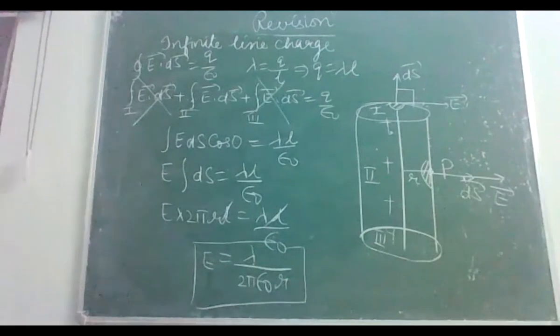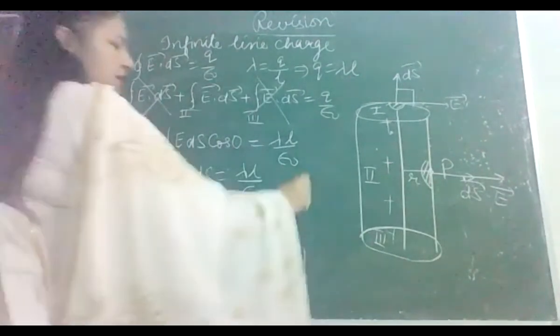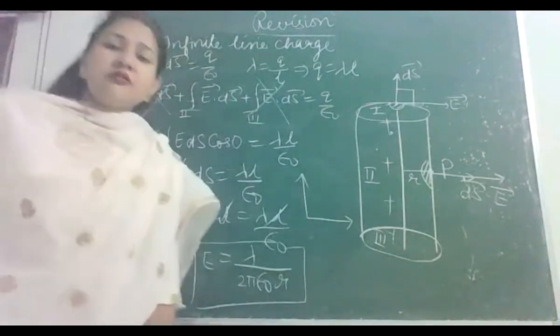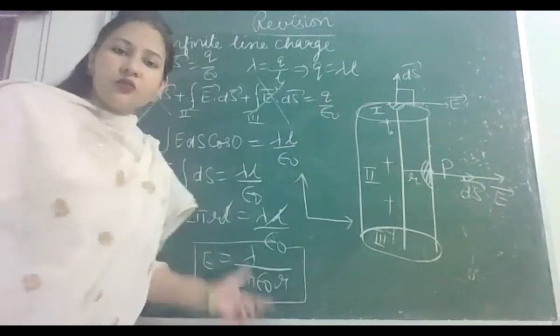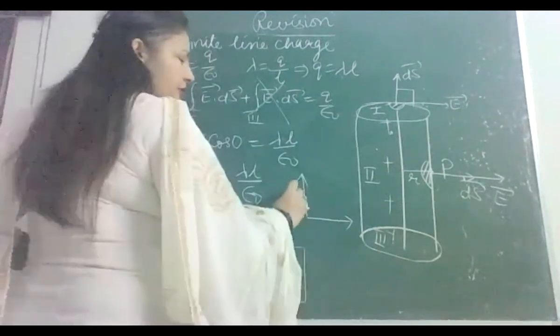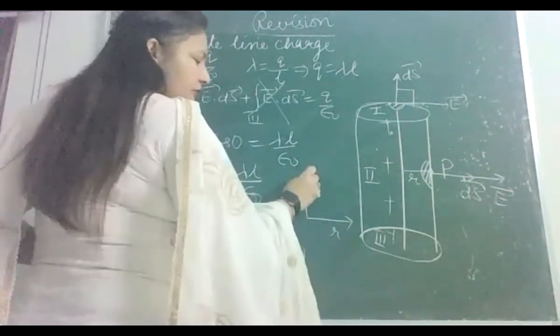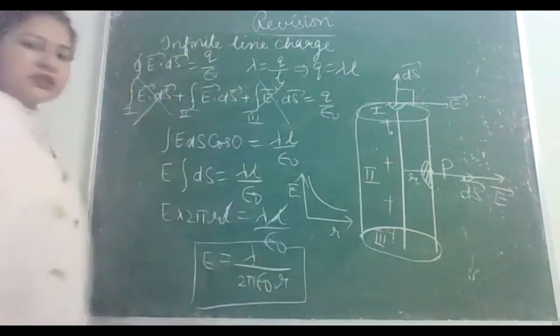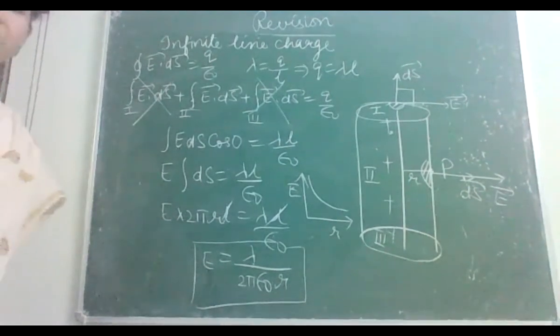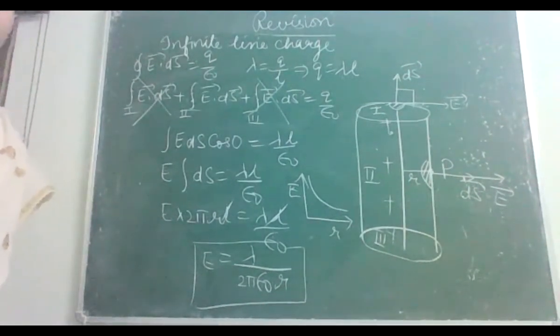In numerical problems, you will be applying directly. This formula should be in your mind. And also for deriving capacitance of a cylindrical capacitor, we use this formula if you remember. And the graph of E and R will be like this. It is inversely proportional to R. So I hope the first application is clear to you.